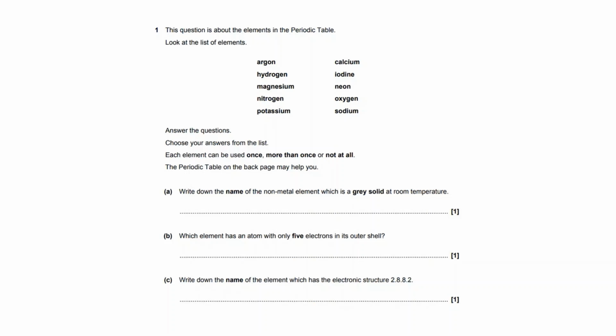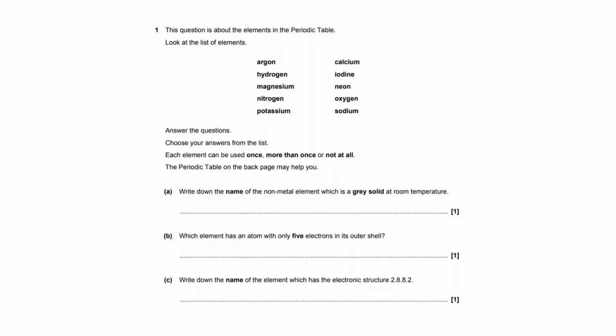Name the non-metal element which is a grey solid at room temperature. Now this is a non-metal, so you can eliminate magnesium, potassium, calcium, and sodium. It is also a grey solid, so you can eliminate the gases and liquids. The gases in the list are argon, hydrogen, nitrogen, oxygen, neon. So the only thing that's left seems to be iodine, and that's the answer.